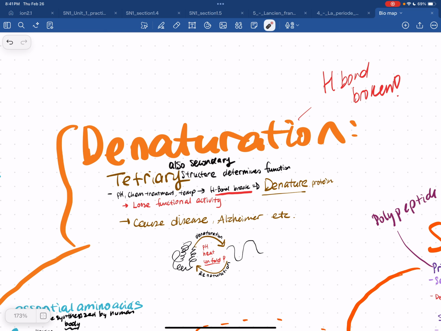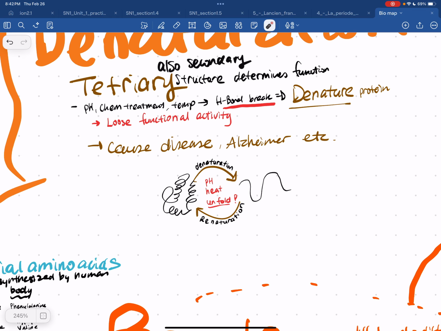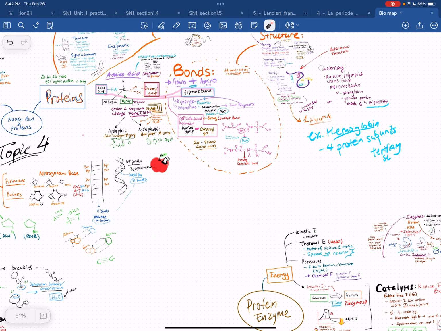Some significant protein folding diseases are cystic fibrosis, Alzheimer's, Parkinson's, Creutzfeldt-Jakob disease. These are all diseases from the denaturation. And there's also renaturation, which is going back to it, which is rare. It doesn't happen all the time. But most proteins can be unfolded or denatured by these factors. And that's it for the 4th chapter.